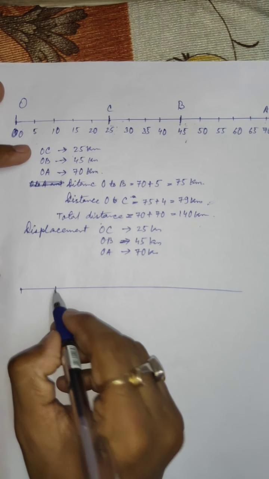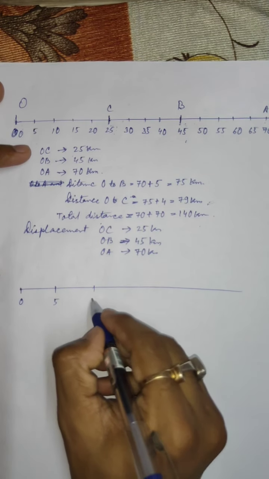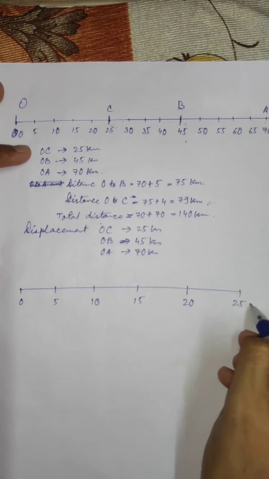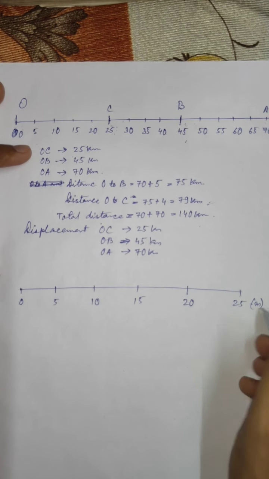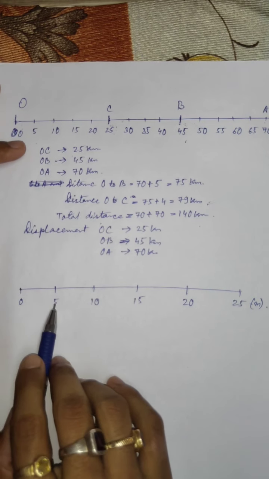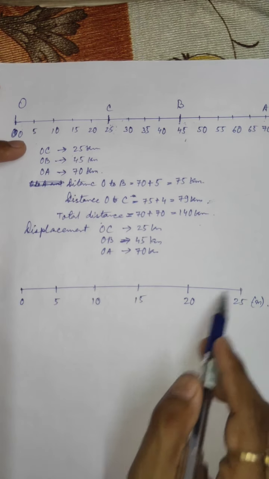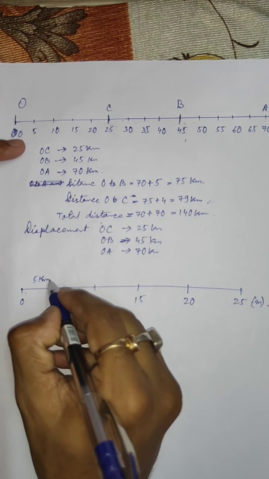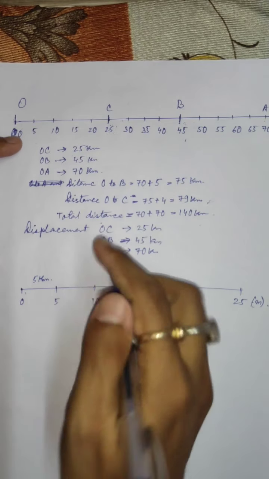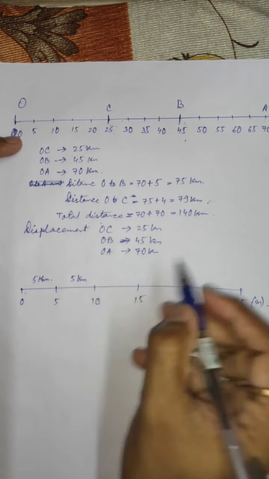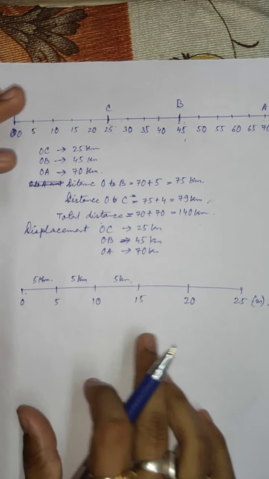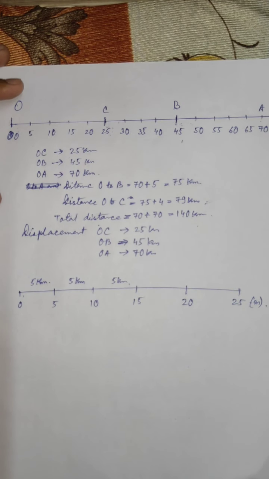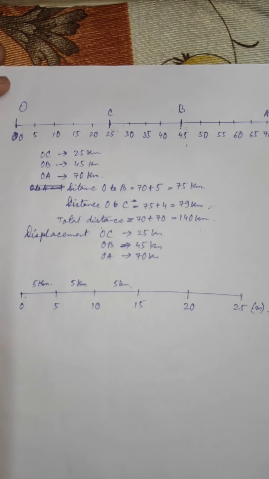Suppose I have given the intervals 0 to 5, these are all in minutes. So 0 to 5, 5 to 10, 10 to 15, 15 to 20, and 20. These are the time intervals. In 0 to 5, it has traveled, say, 5 km. And in the next 5 to 10, again it has traveled 5 km. The object is covering equal distances in equal intervals of time. This type of motion is said to be uniform motion.